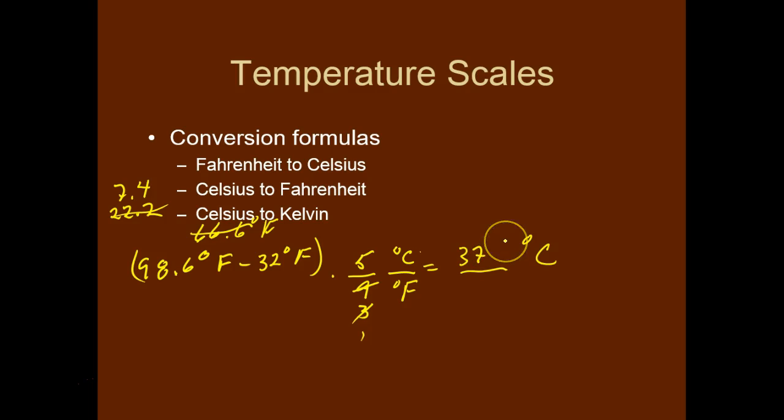You can say 37.0, but you don't need it. 37. Well, you started with that. 37.0 degrees Celsius. Now, if you've got calculators, it'll do all that work for you. Make sense? They just put 37 degrees Celsius.